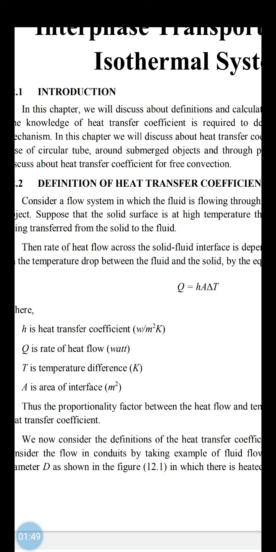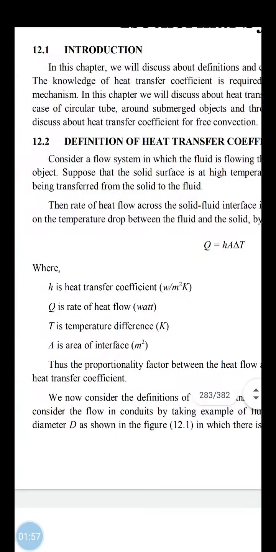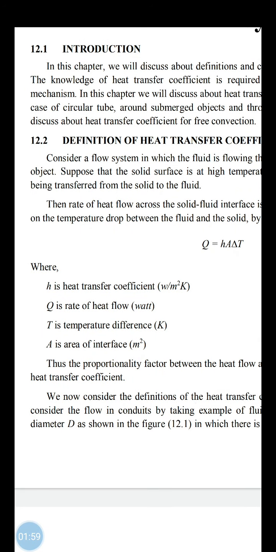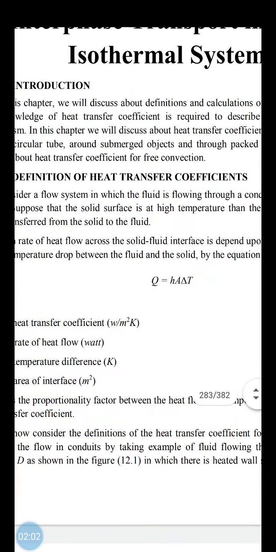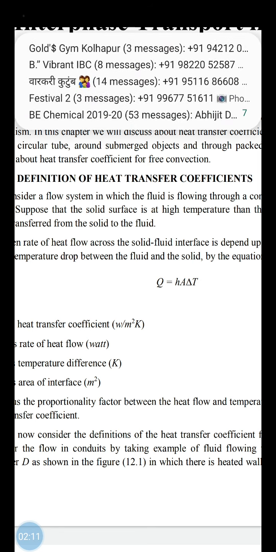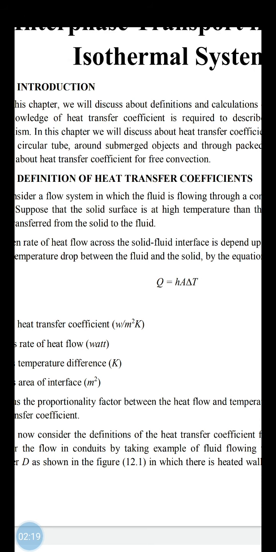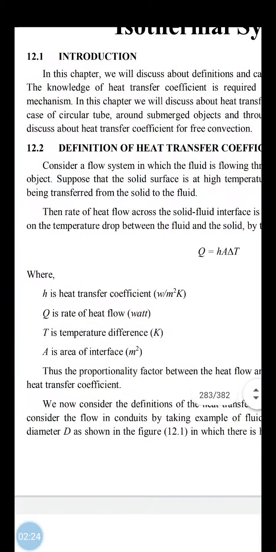So first of all, consider the flow system in which a fluid is flowing through a circular pipe, or it may flow around a submerged object. Suppose that the solid surface is at higher temperature than the fluid. It means if the fluid is flowing through the pipe, that solid surface pipe is at higher temperature and the fluid is at lower temperature. In another case, the solid sphere or object is at higher temperature and the fluid flowing around is at lower temperature.